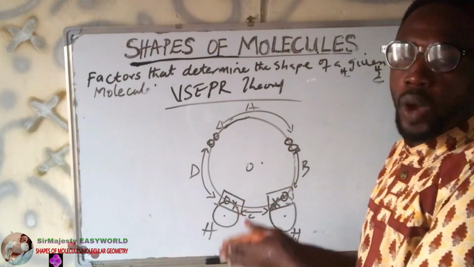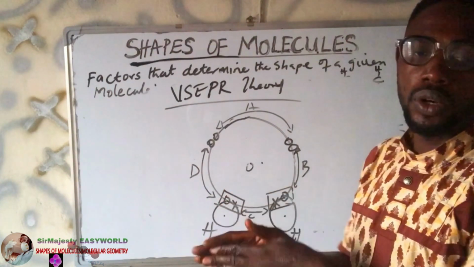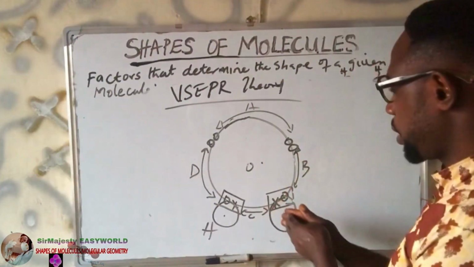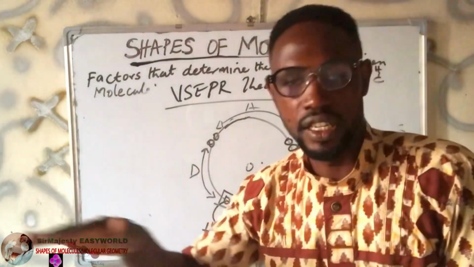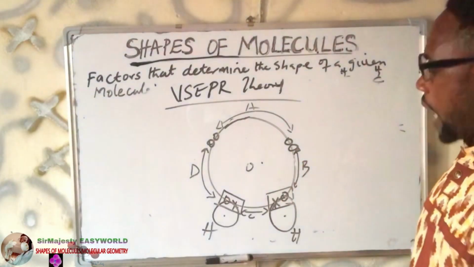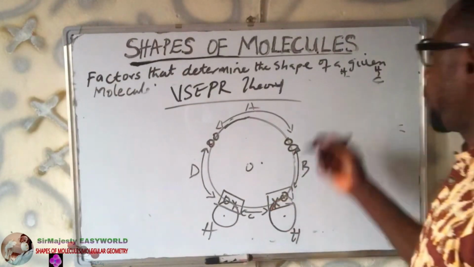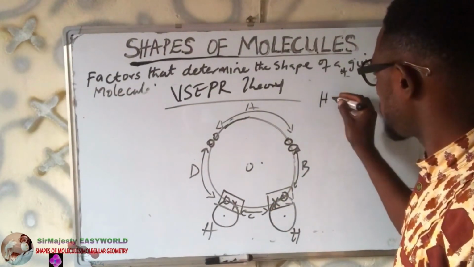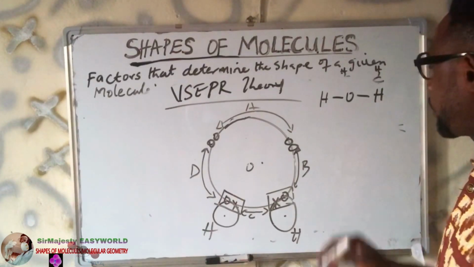This explains why the shape of ammonia is trigonal pyramidal instead of trigonal planar, and this also explains why the shape of water molecule is angular or bent instead of linear, which is what is expected theoretically. So I will first of all explain the shape of water, which is what I have here. The water molecule is not linear as theoretically expected. The reason is because of what I have here.